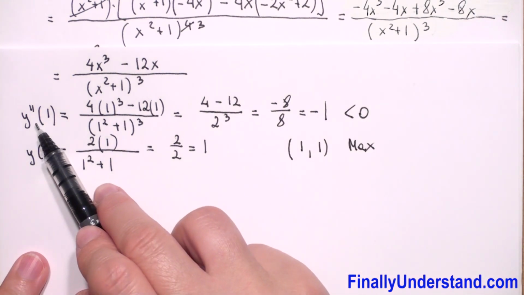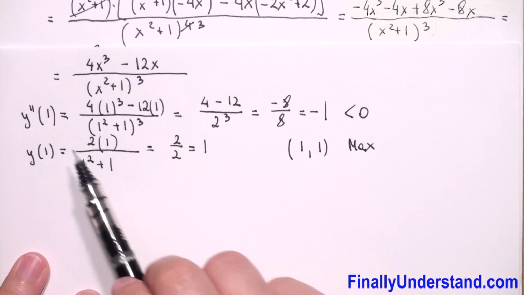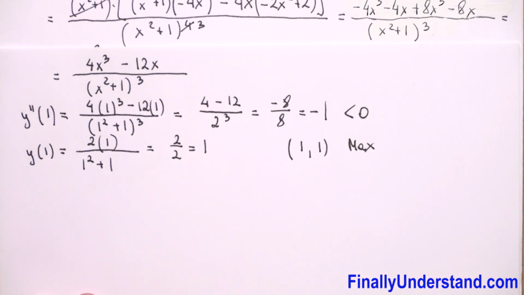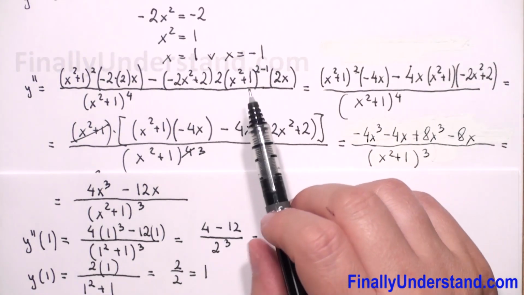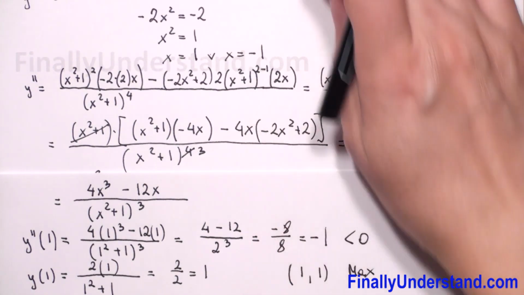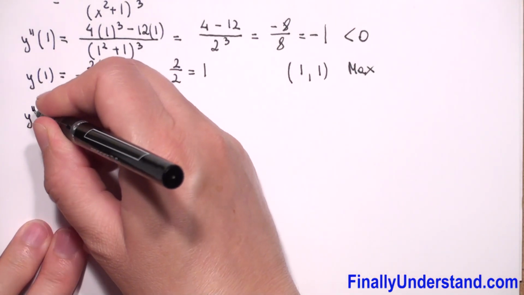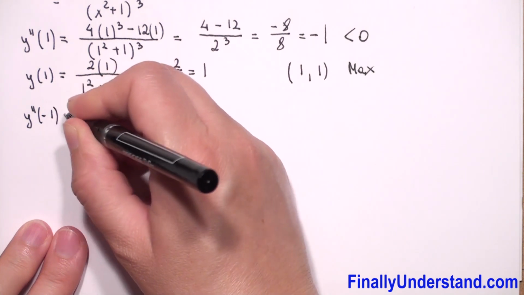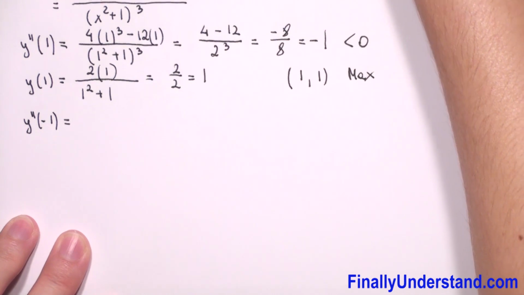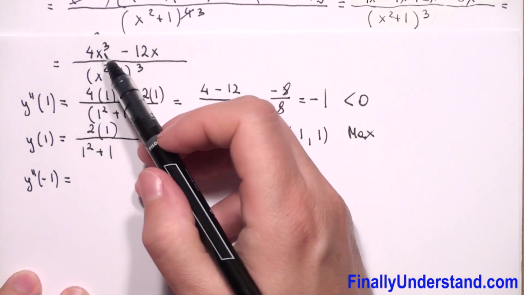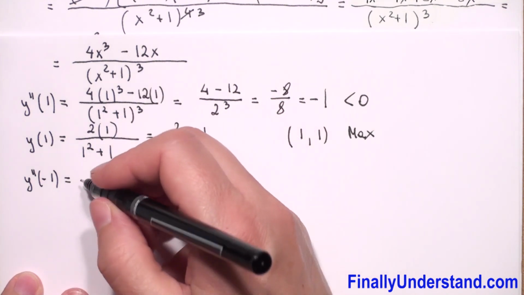Because the second derivative has negative value for x equals 1. Now we have to check our second critical value, x equals negative 1. For x equals negative 1, we will replace in our second derivative formula x's by negative 1.